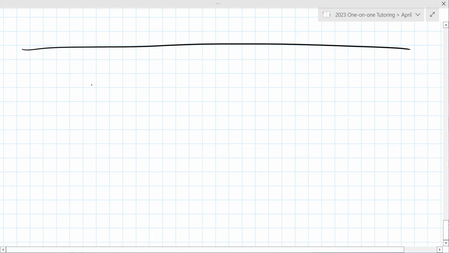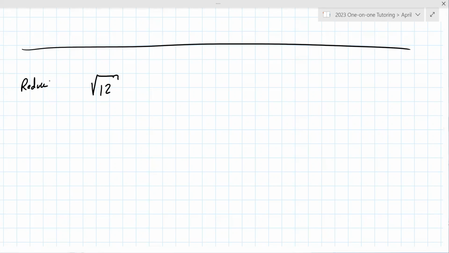Let me ask you something kind of off to the side here. If I asked you to reduce the square root of 12, would you have any idea how to do that? And it's not a calculator thing. If you put this in your calculator, you're going to get a decimal that goes on forever. But there is a way to reduce this. No, I don't think so. Okay.